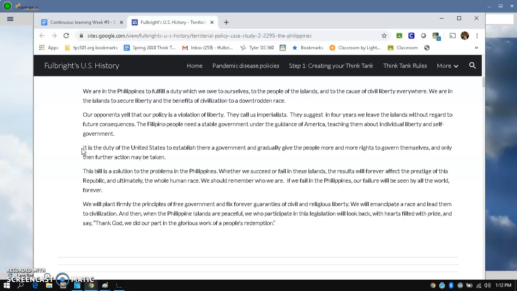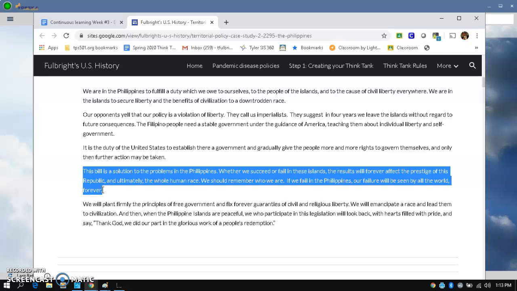He then says, "It is the duty of the United States to establish there a government and gradually give the people more and more rights to govern themselves, and only then further action may be taken. This bill is a solution to the problem in the Philippines. Whether we succeed or fail in these islands, the results will forever affect the prestige of this republic, and ultimately the whole human race. We should remember who we are. If we fail in the Philippines, our failure will be seen by all of the world forever."